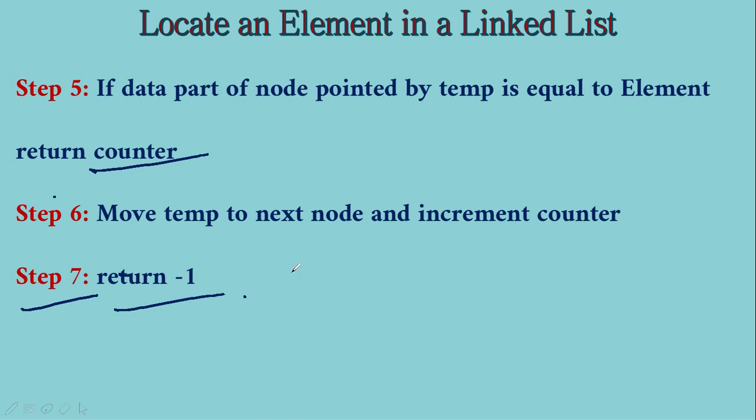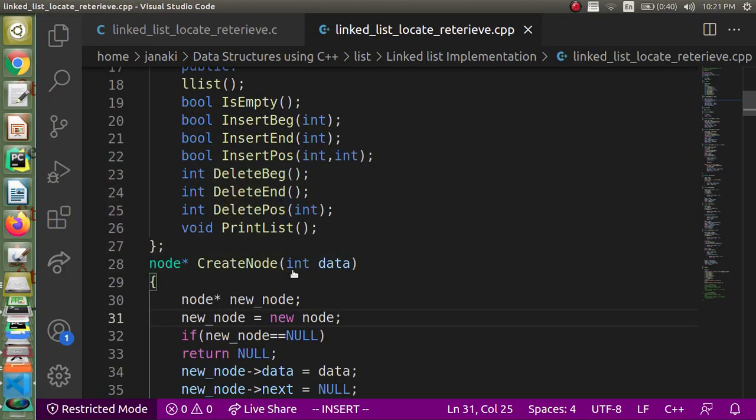That's how we are going to indicate failure, as the objective of the function is to return the position of the element, and position is not going to be negative. We can use this -1 for indicating failure. Now let us try to implement in C++.